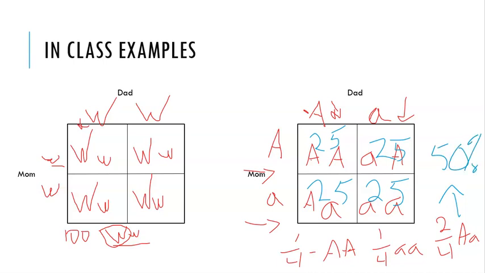So if mom and dad are both heterozygous, then you have a 25% chance that the offspring will be homozygous dominant, so same dominant, a 25% chance they'll be homozygous recessive, so same recessive, and a 50% chance that they will be heterozygous. And we call that heterozygous dominant. Okay?